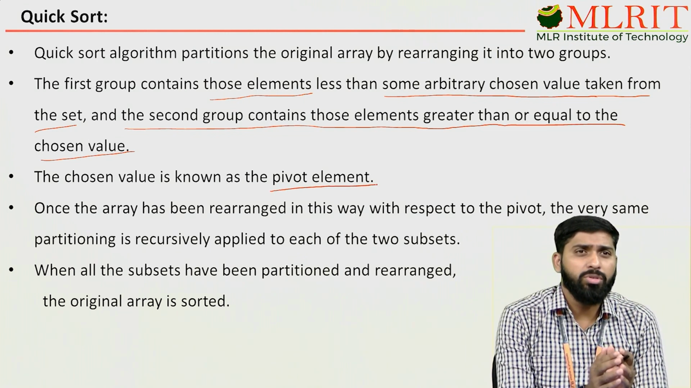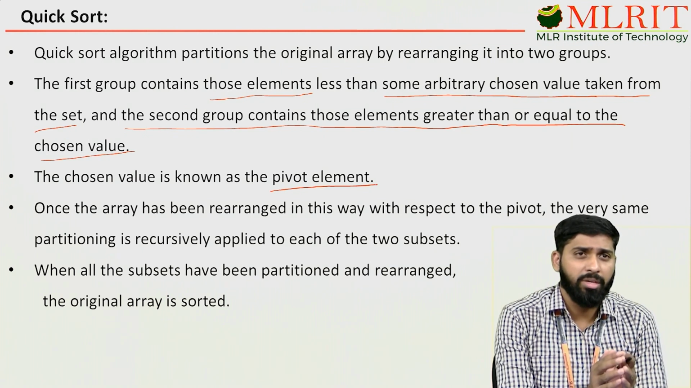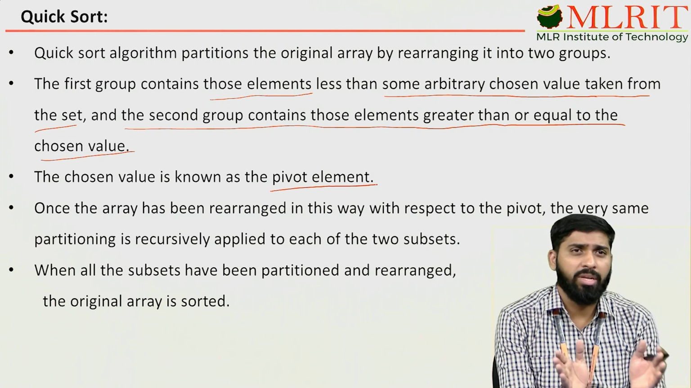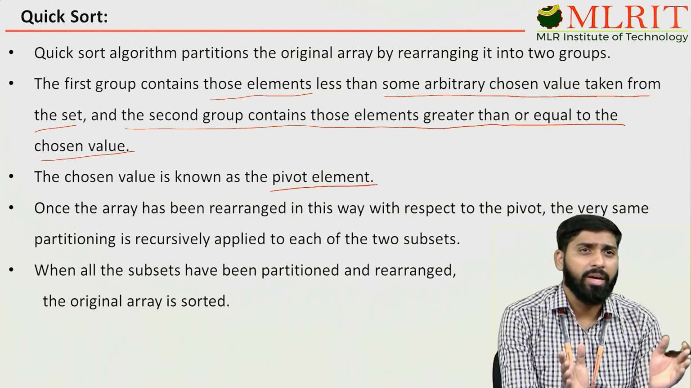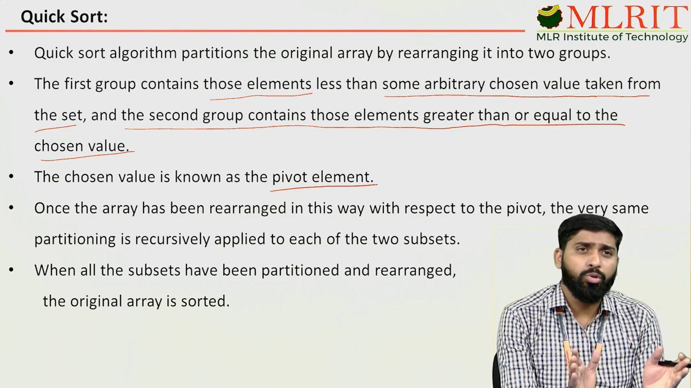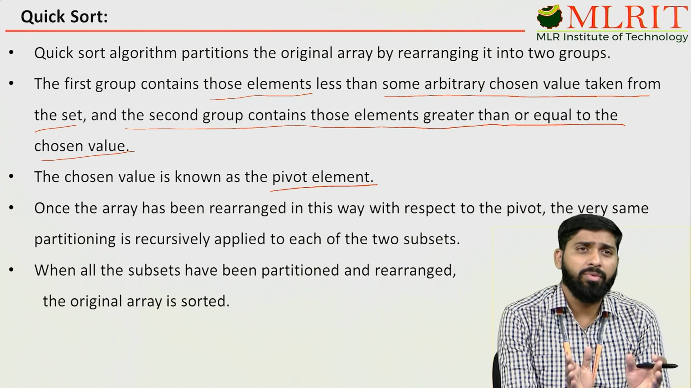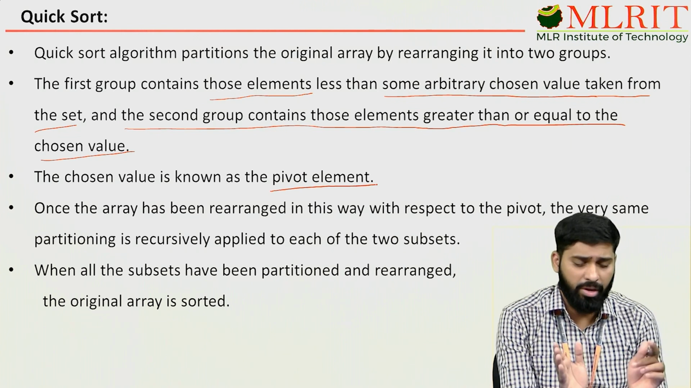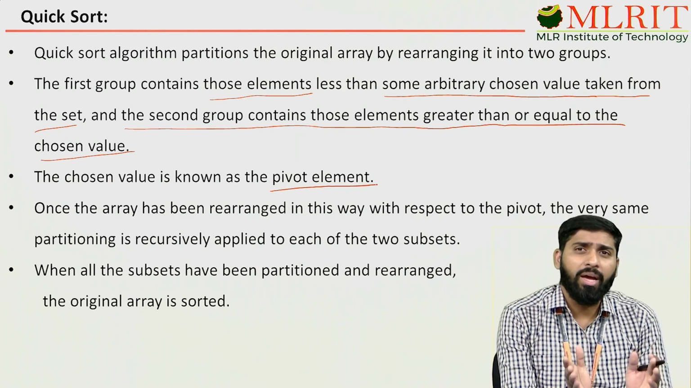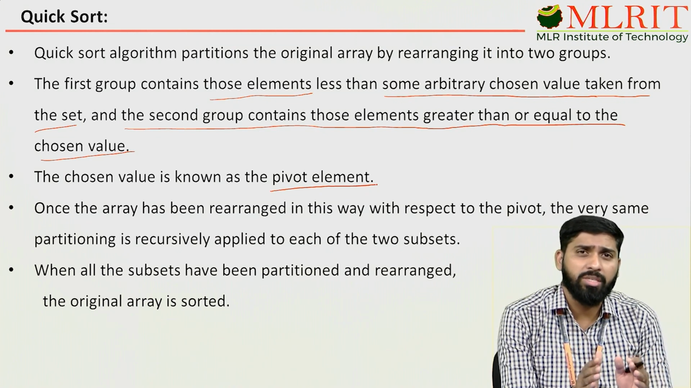We use quicksort to sort the elements. Now the array is divided into two groups, one is the left group and another is the right group. This left group and right group are arranged based on one chosen value, and that value we call the pivot element. Once the array has been rearranged in this way with respect to the pivot, the very same partitioning is recursively applied to each of the two subsets.